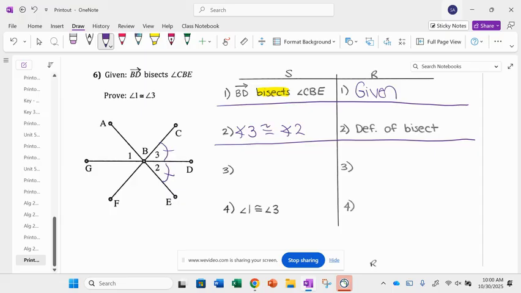So 1 and 3 right now are not congruent. Who is angle 1 congruent to? Okay. Excellent. Angle 1's congruent to angle 2. So that's going to be my next statement. Angle 1's congruent to angle 2. And who's going to tell me the reason for that? Noah? You got it. Vertical angles are congruent.